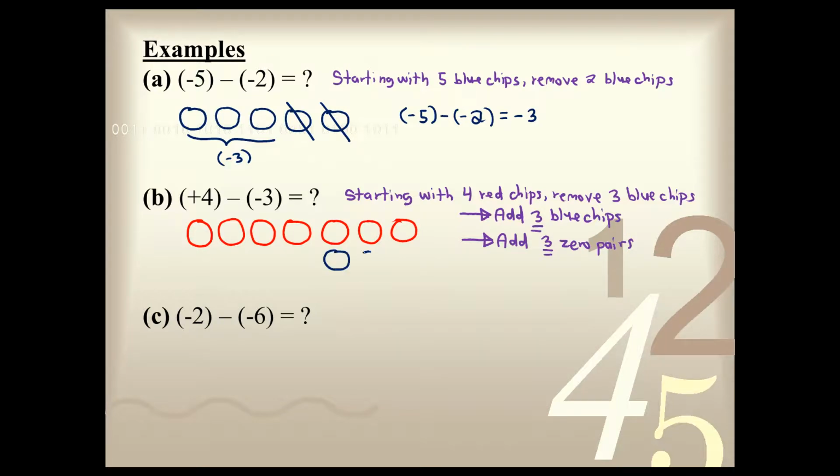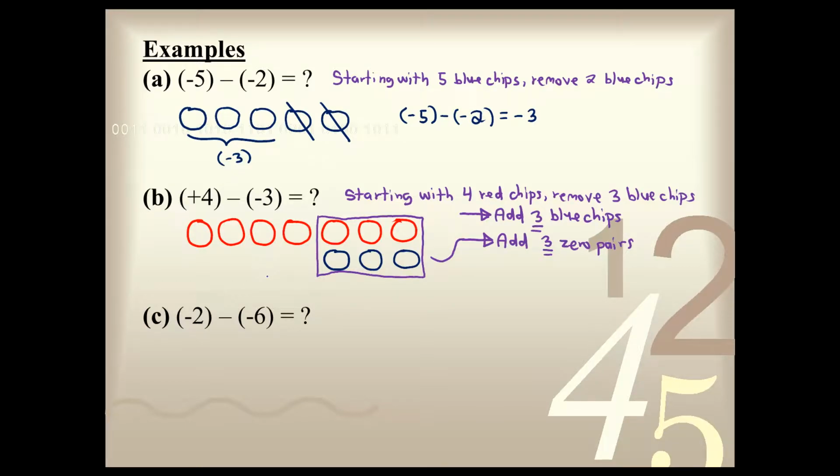1, 2, 3. Okay, so I've added 3 0 pairs. I'm just going to box this and clarify that. Okay, so I've added 3 0 pairs.